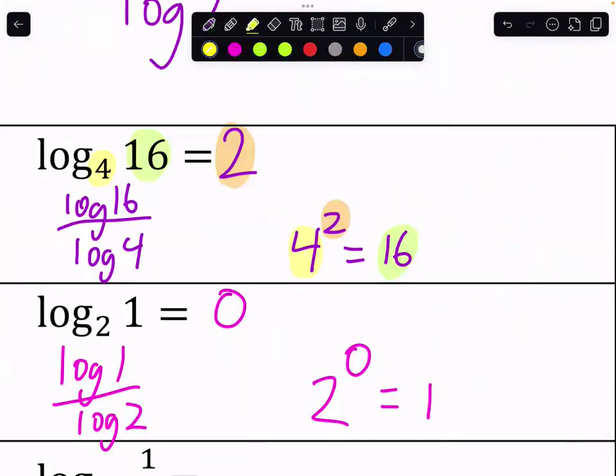So again, for all of these, the base of the logarithm becomes the base of the exponential term. The argument of the logarithm is what it's trying to turn into, and the answer to the logarithm becomes the exponent on the base. All right, so hopefully you're seeing that the numbers always go into the same positions. This one always goes here, this one always goes here, this one always goes here.